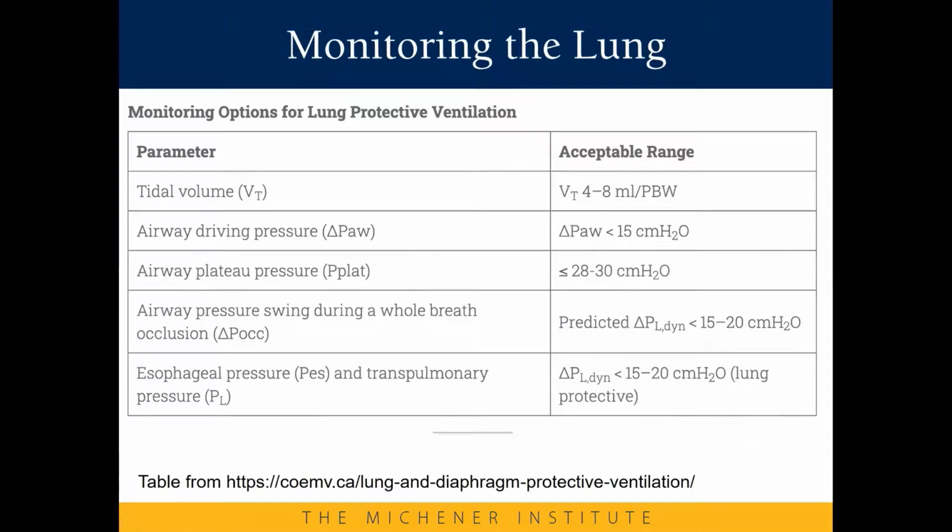So things that they like to monitor at the Center of Excellence of Mechanical Ventilation is, again, they're going to keep their tidal volumes. They're going to target 4 to 8 mils per predicted body weight, but they like to start at 6 mils if possible. So sort of in the middle and then go from there. We're going to talk about driving pressures. They like to keep it less than 15. And our airway plateau pressure less than or equal to 28 to 30 centimeters of water. I'm not going to get into the occlusion pressures, esophageal or transpulmonary pressures in this topic.